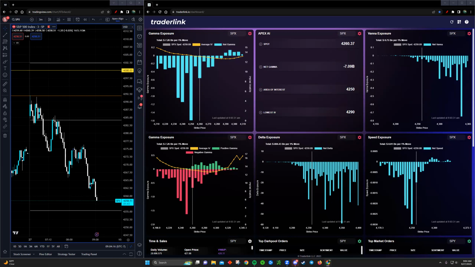Honestly, from what I'm looking at currently, it looks like 4240. Utilizing this new gamma exposure calculation might be an area to look towards. Yeah, you are reading that correctly though, for sure.